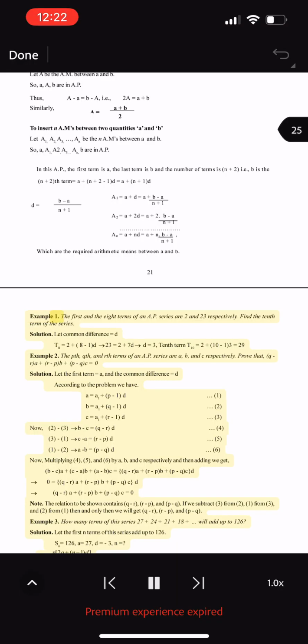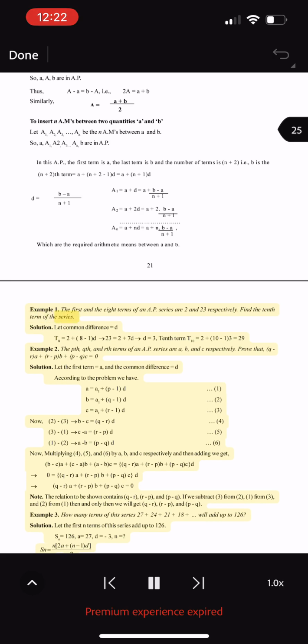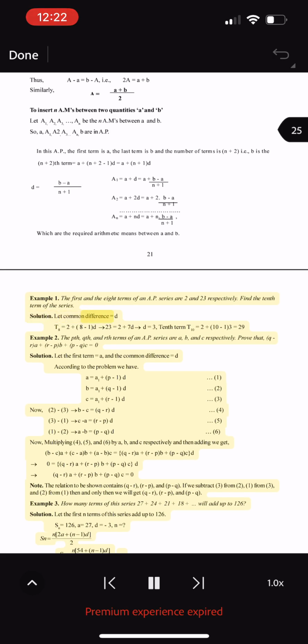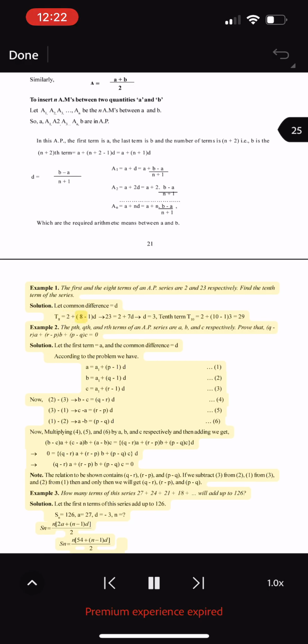Example 1. The first and the 8th terms of an AP series are 2 and 23 respectively. Find the 10th term of the series. Solution. Let common difference equals d. T8 equals 2 plus (8 - 1)d, 23 equals 2 plus 7d, so d equals 3. 10th term T10 equals 2 plus (10 - 1)3 equals 29.